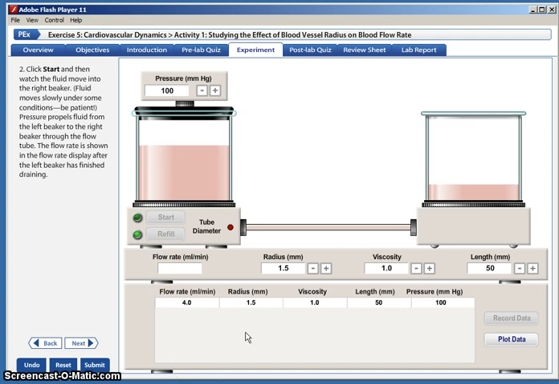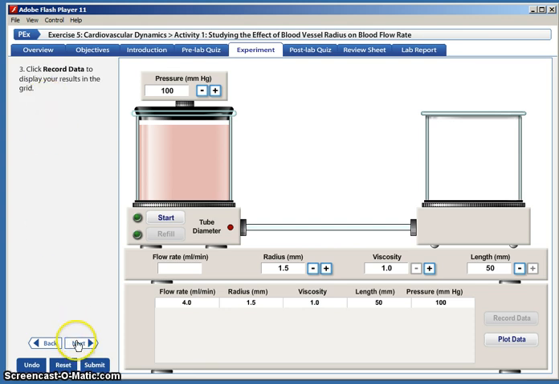All right, almost there. And there goes the last of it. Okay. So next, click record, we did that. Next, click refill, we did that.